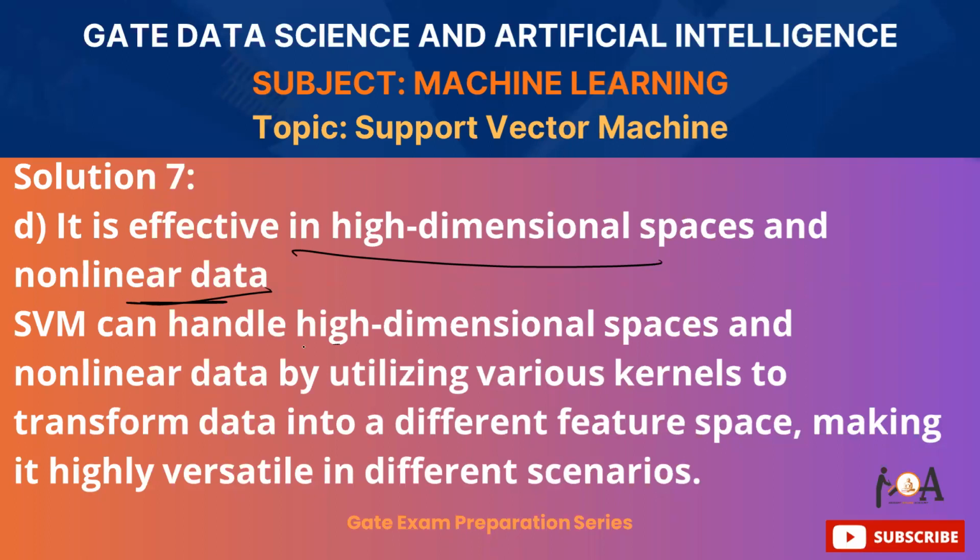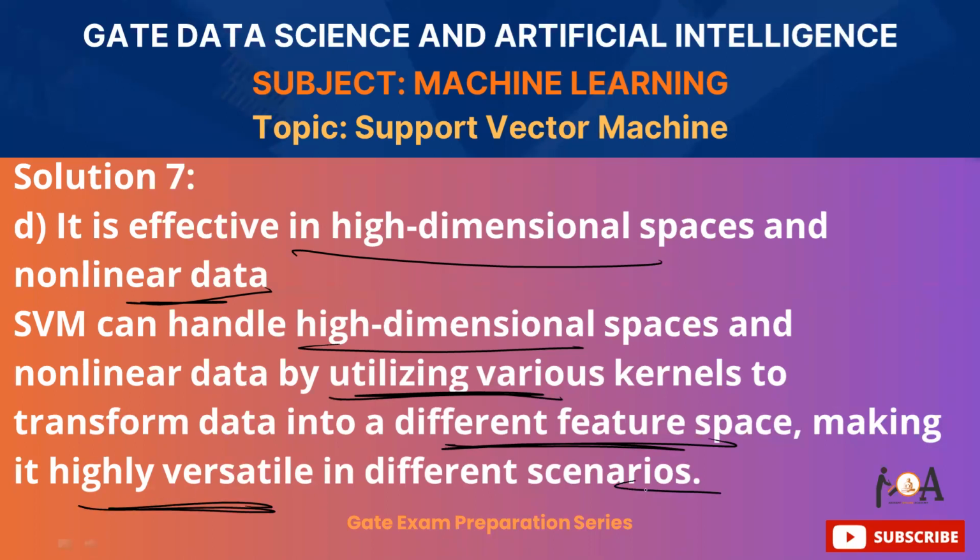So SVM can handle high dimensional spaces and non-linear data by utilizing various kernels to transform data into different feature spaces, making it highly versatile in different scenarios. That is why it is one of the biggest advantages of the SVM classifier, right?